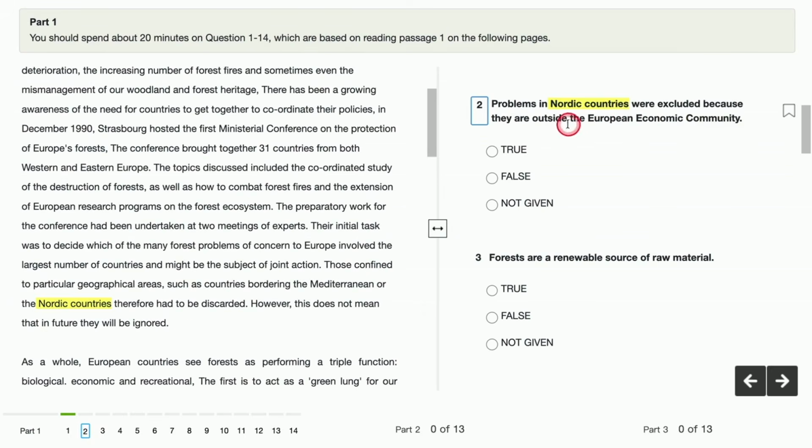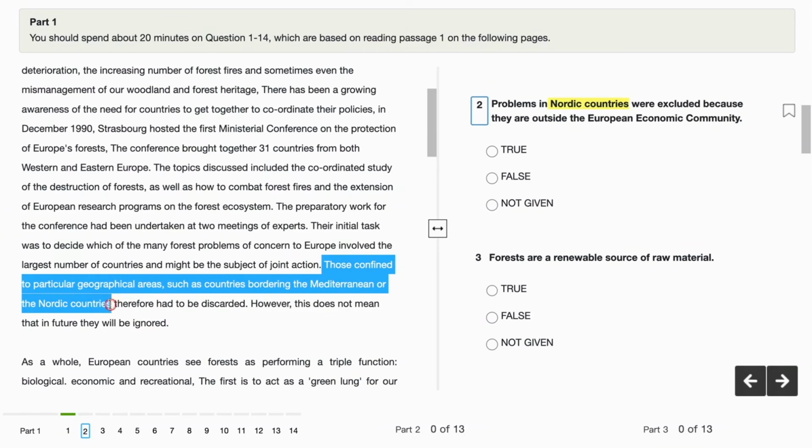Obviously, this part doesn't mention European Economic Community, right? It doesn't mention Europe's economy. But don't just choose not given. Although it doesn't mention Europe's economy, it does clearly explain why problems in Nordic countries were excluded, were not discussed. Notice that here it uses therefore. Therefore, problems in Nordic countries had to be discarded. That is to say, this is the result, this is the consequence, right? So the preceding text must be the reason. This must be the reason why problems in Nordic countries were excluded.